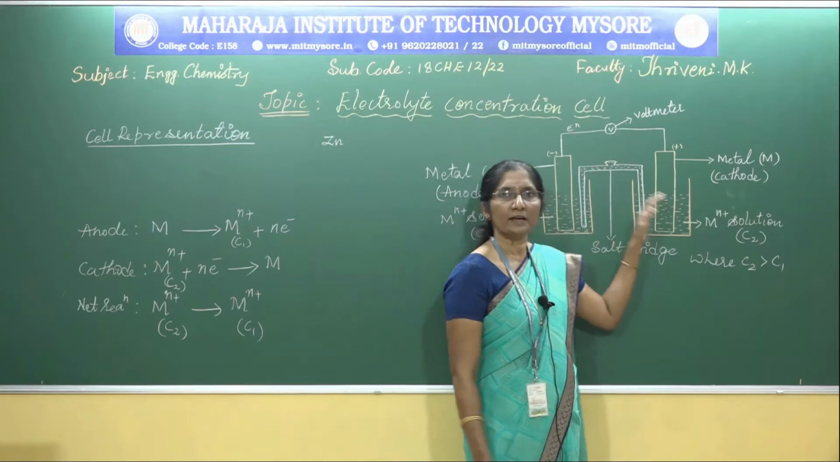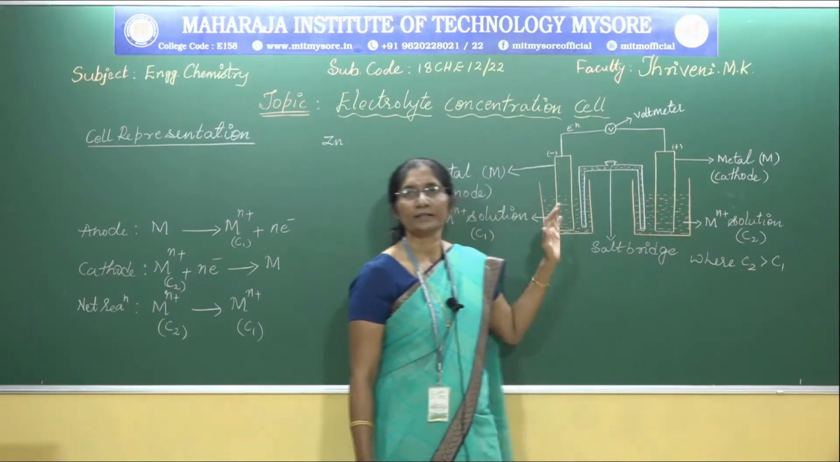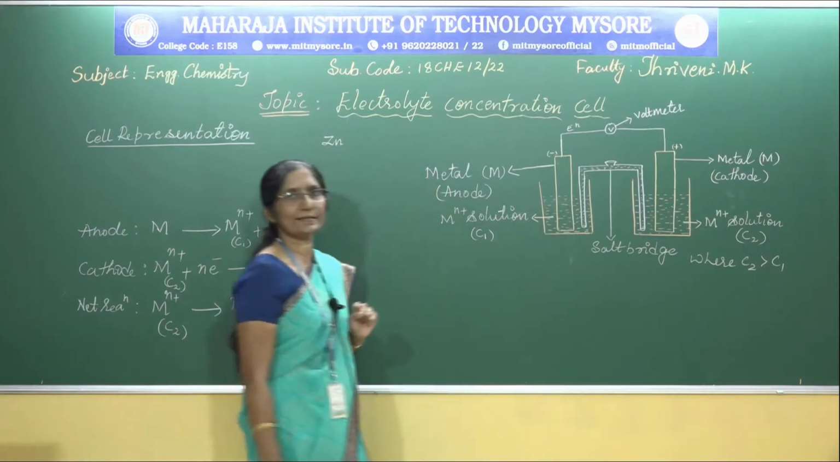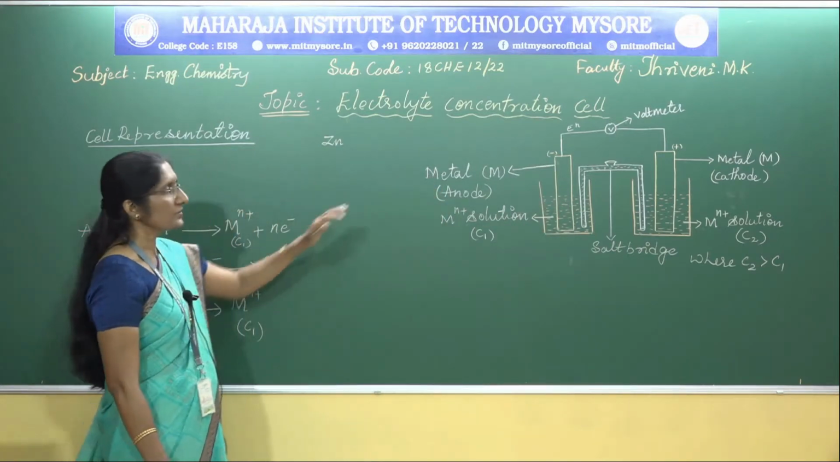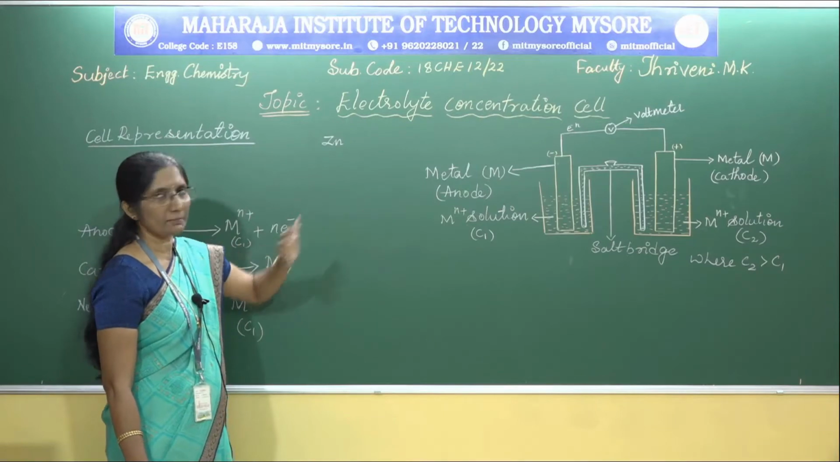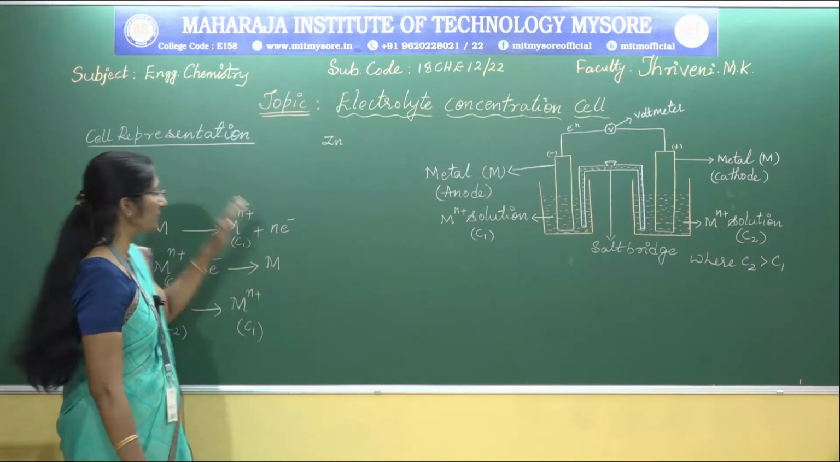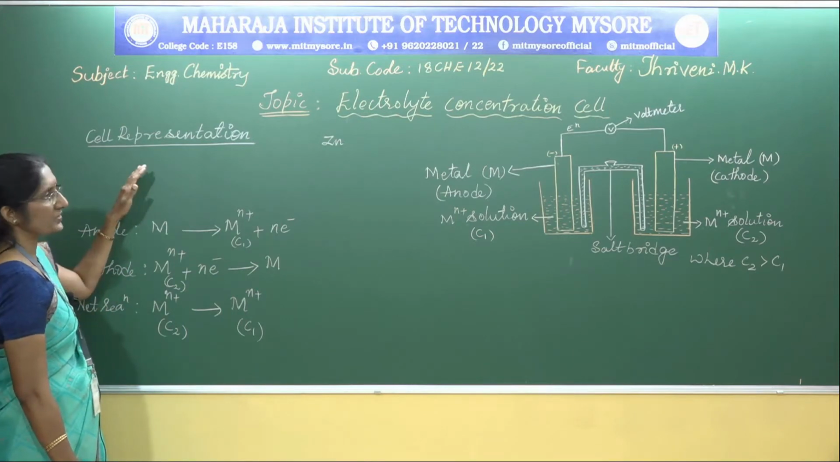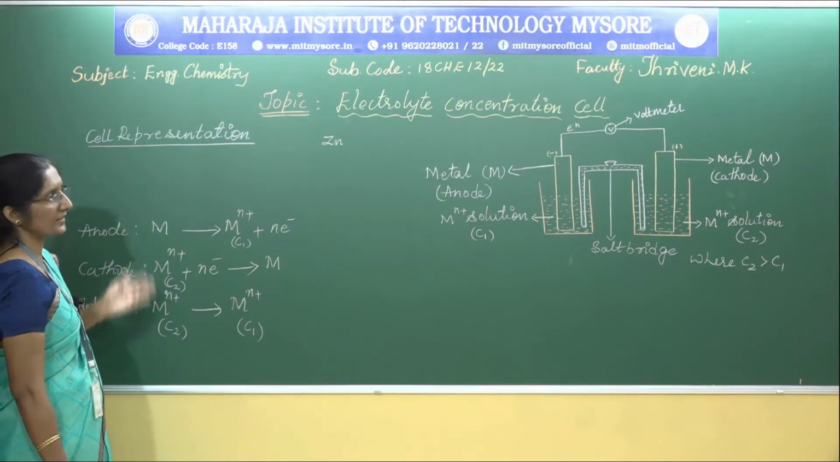So, thereby it develops some potential in this type of electrolyte concentration cell. Then how to represent this electrolyte concentration cell? I already mentioned that it is an example for a galvanic cell. So, the general representation of a galvanic cell: first we have to represent the anode on the left hand side.